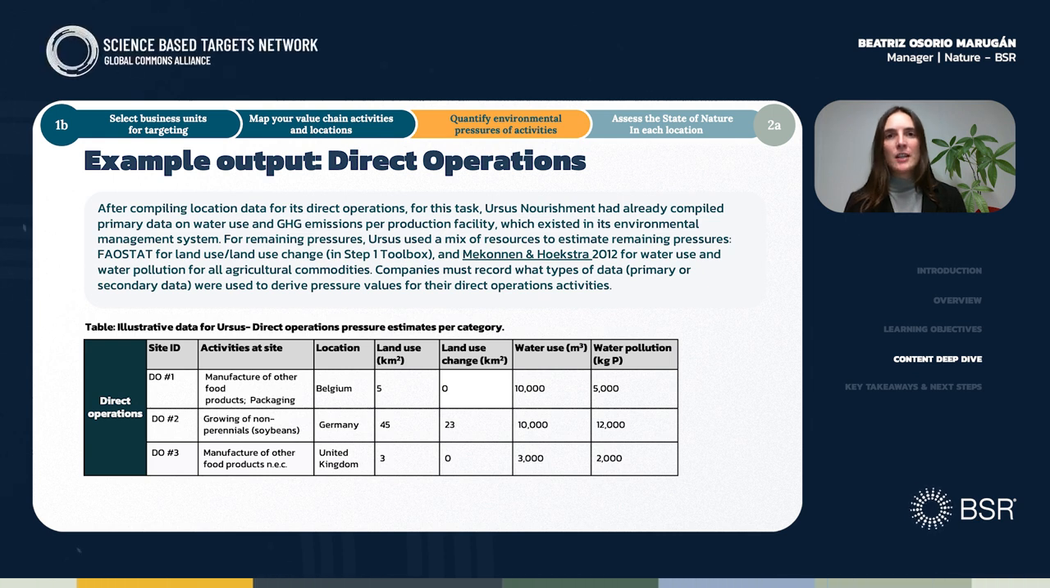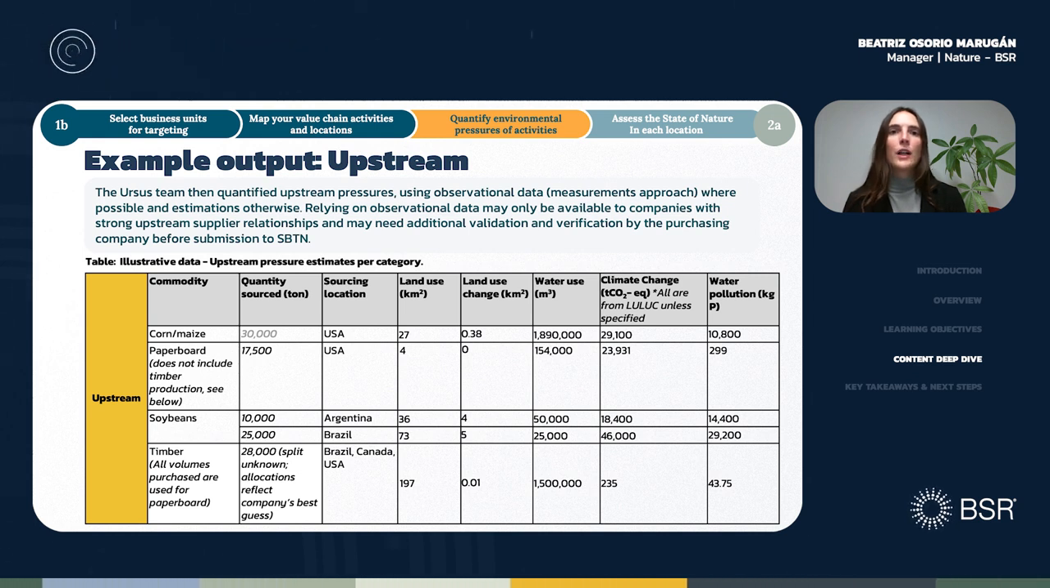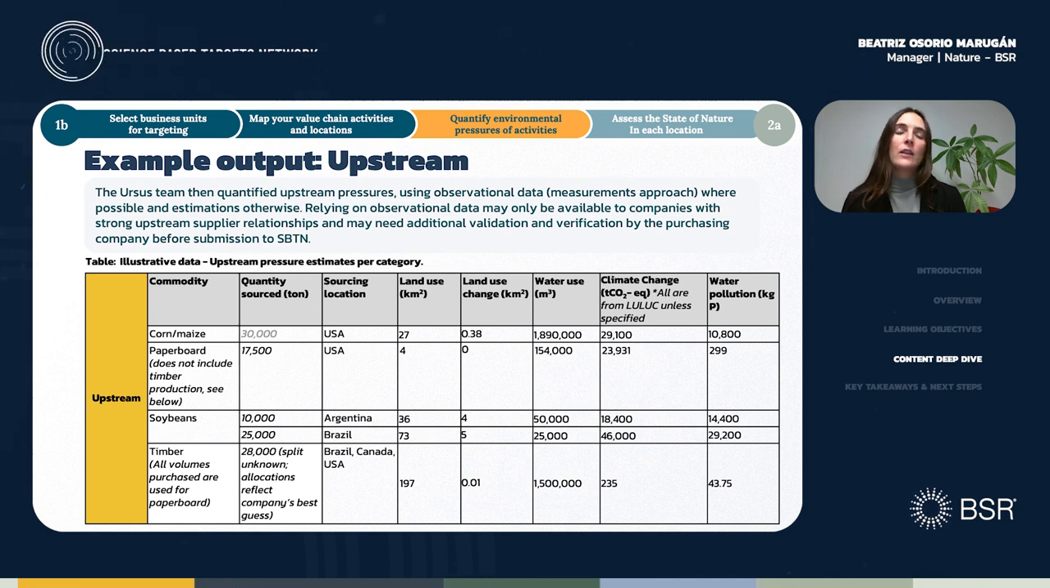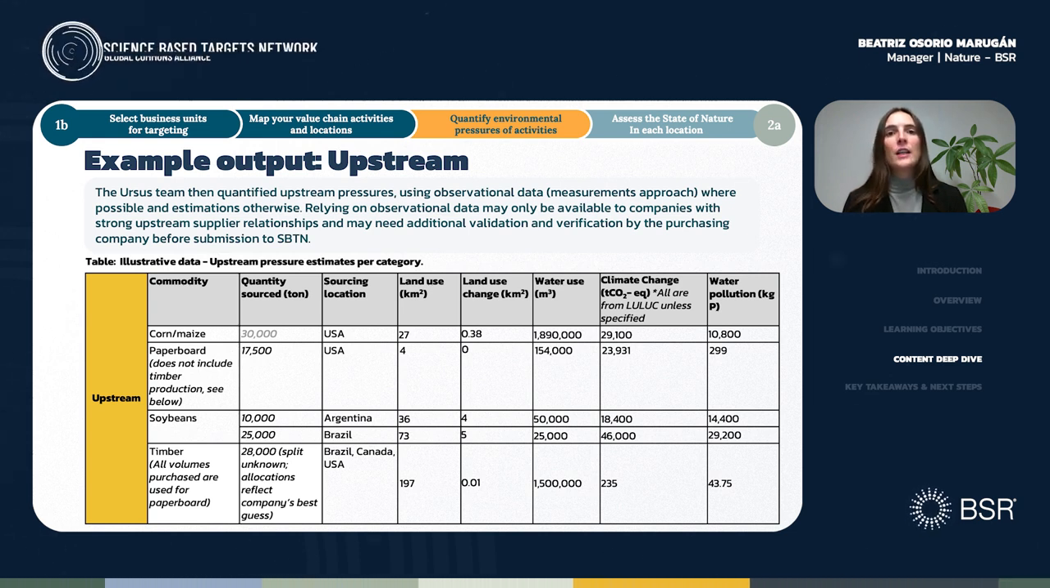Similarly, the ERSAs team quantified upstream pressures using measurements where possible and estimations otherwise. For certain upstream pressures, the ERSAs team had to use information about one pressure to calculate another. For instance, water use pressures were based on the amount of crops produced, and water pollution pressures were based on the amount of land use in that location. In this way, the company's estimates of their land use pressure informed their calculation of the pollution pressure. Volumes were the key input to calculate land use change and water use.